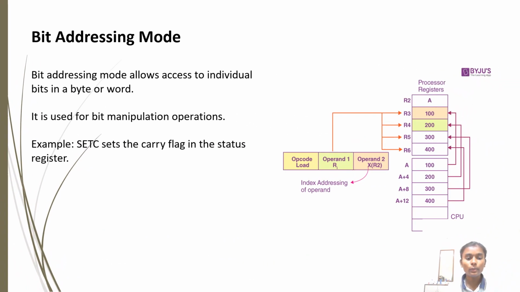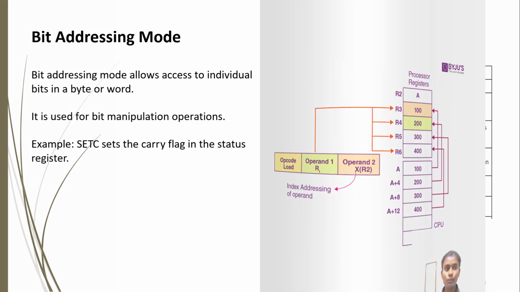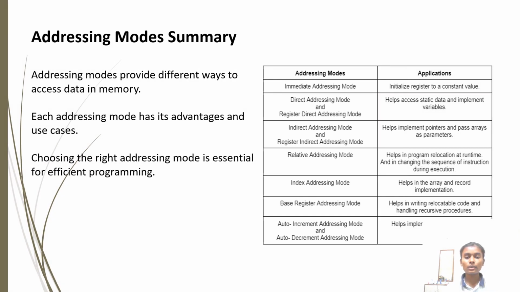Bit addressing mode. The addressing mode also determines where the storage operands can reside. Bit addressing mode allows access to individual bits in a byte or word. It is used for bit manipulation operations. Addressing mode summary: addressing modes provide different ways to access data in memory. Each addressing mode has its advantages and use cases. Choosing the right addressing mode is essential for efficient programming.